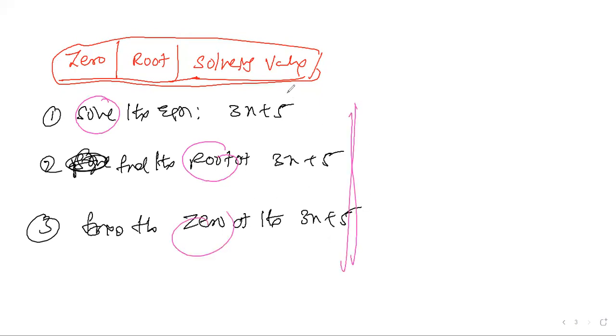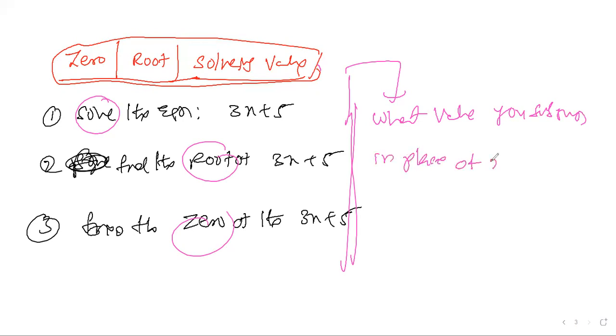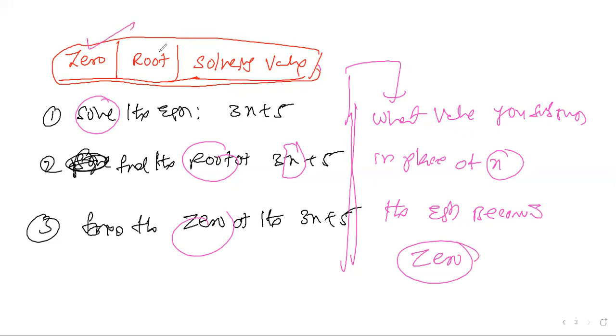It means the value of the root or zero is nothing but the value you substitute in place of x such that the equation becomes 0. That is the meaning of zero or root or solvable value. Okay, I'll take your same example and try to solve it.